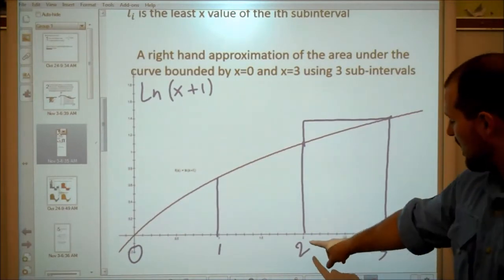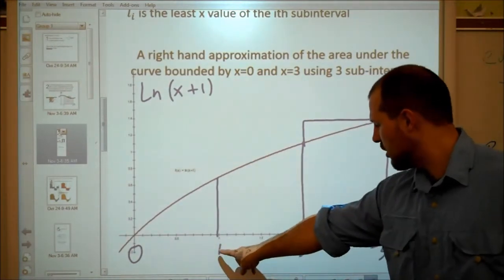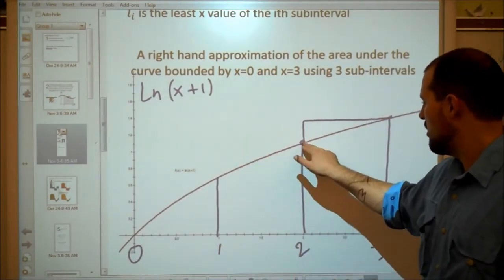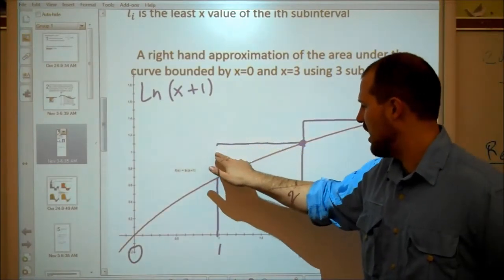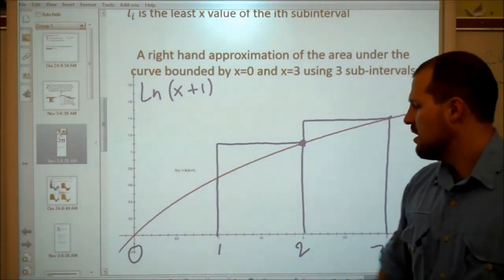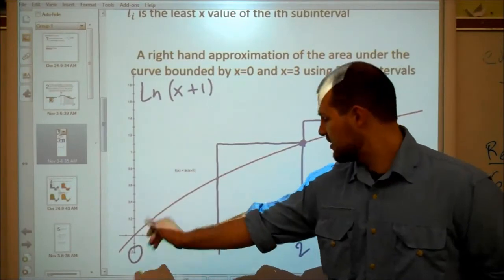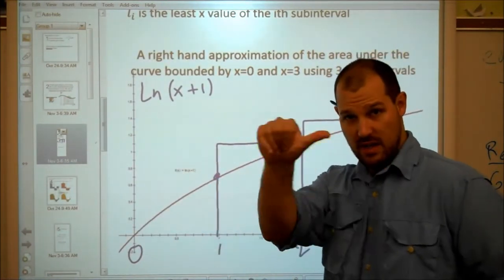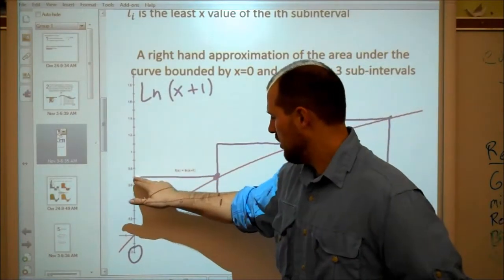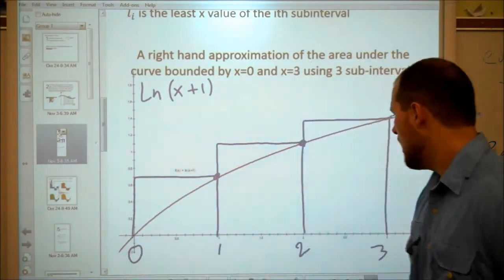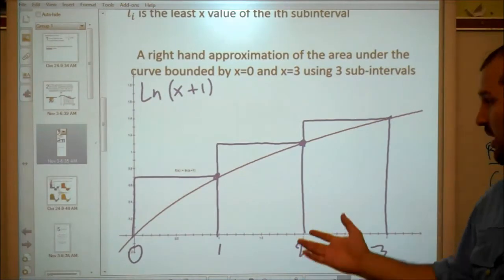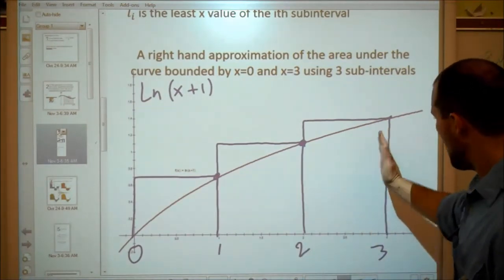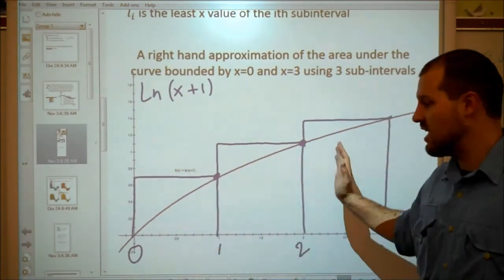Let's go to my next rectangle, or my next subinterval. So I go from 1 to 2, the right side is 2. That y value is going to determine the height of my rectangle. Over here, my furthest left subinterval, 0 to 1, the right value is 1. And I don't mean correct, I mean right side. So that's going to be my rectangle. Okay? And right now, I hope you can already see why this is an over-approximation, because look, everything under the curve is covered by the rectangles.